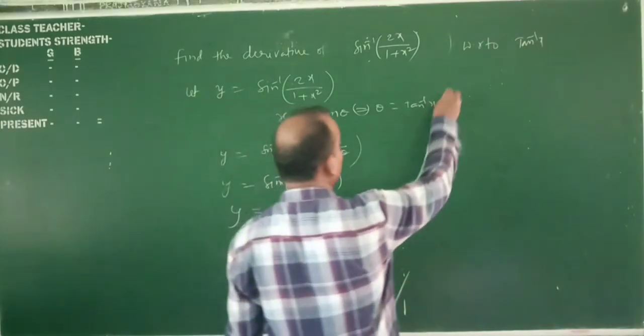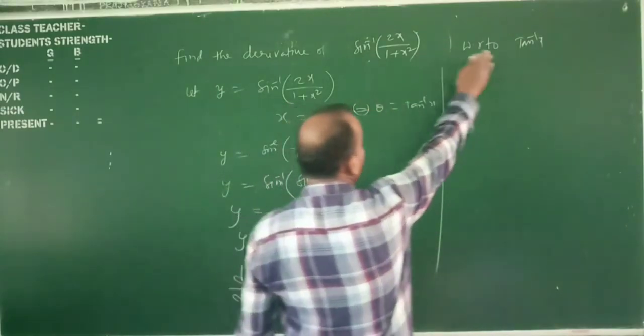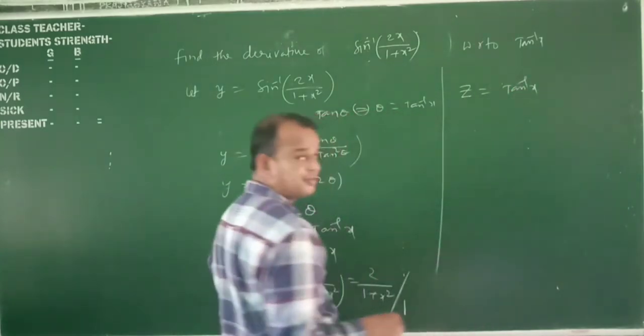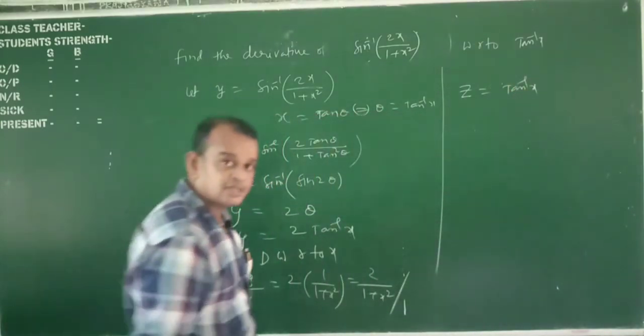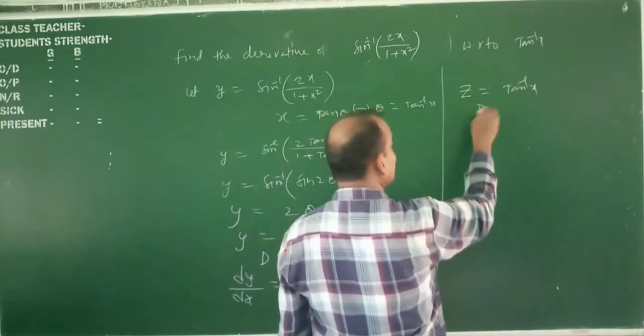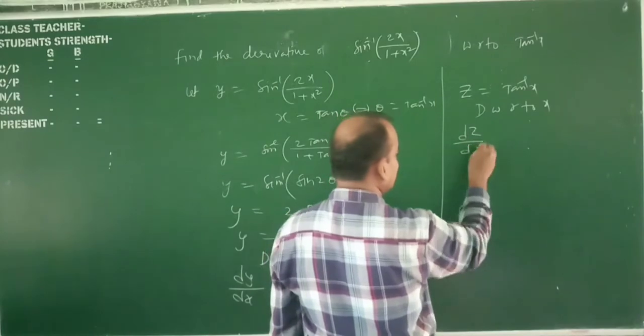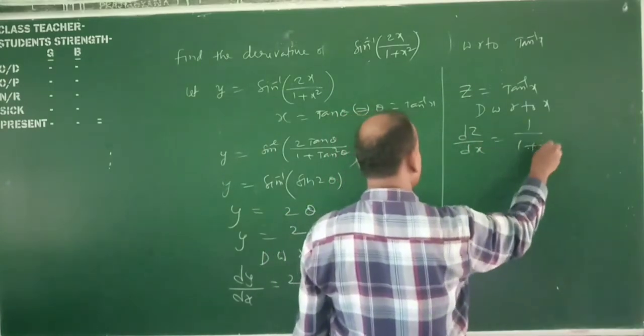Next, we will go to the second one. This function is over. Next, this is z. Z equals tan inverse of x. Now, the derivative of z with respect to x. Differentiating with respect to x, dz by dx is equal to the derivative of tan inverse of x, which is 1 by 1 plus x square.